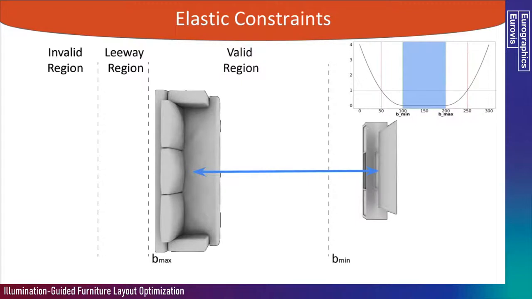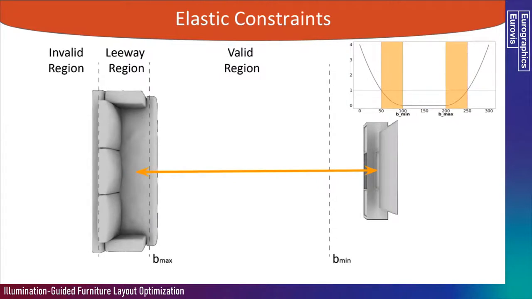The idea is to have a leeway region outside the bounds that still considers the state valid but with added cost. A distance constraint between a sofa and a TV set would be evaluated like this. Here, B max and B min are the constraints bounds. The formula we used is modeled after elastic springs, and the graph on the top right shows its behavior. This is a valid setup with zero cost, as the distance is between the bounds.